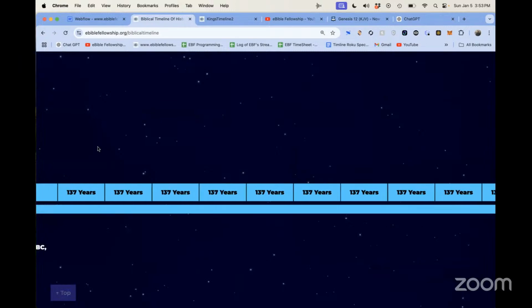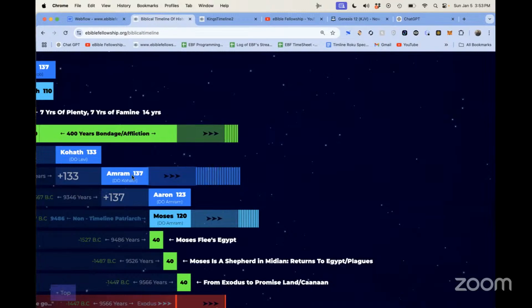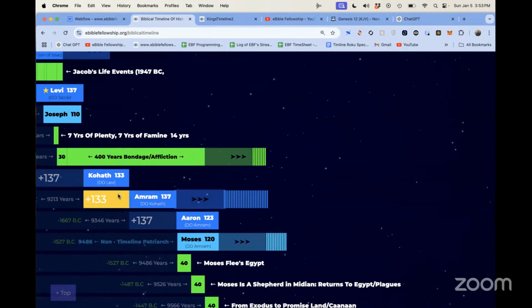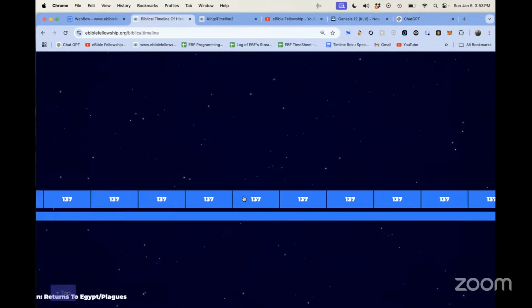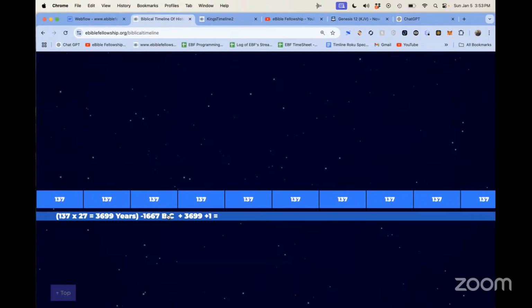But okay, and also Amram, he's another one. If you take his 137, he happens to be placed exactly on the timeline where he lands on 2033 as well. And in this case, you'll notice you don't count inclusive, it's actually exact, I believe.